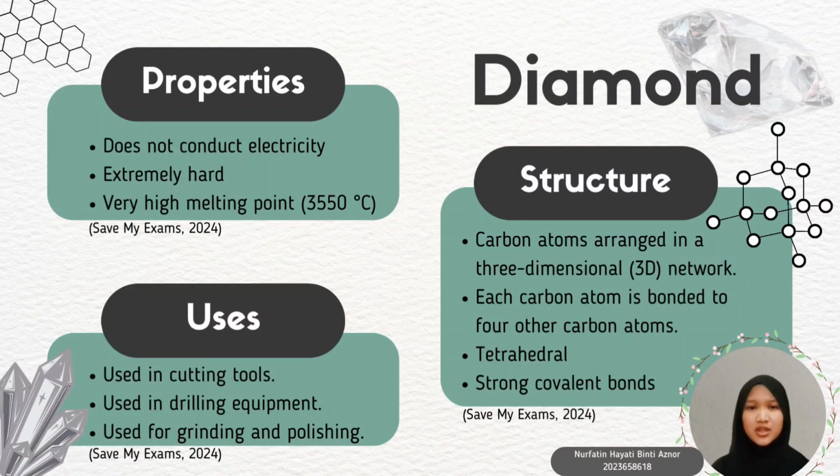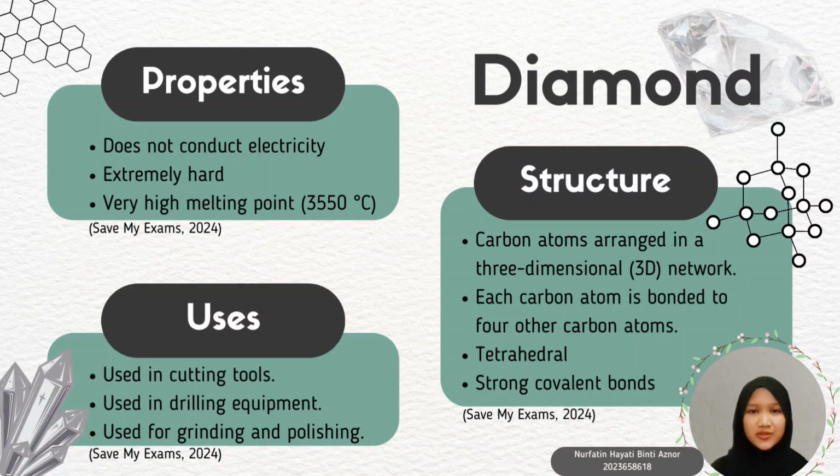How about its properties? One of the properties of diamond is it does not conduct electricity because there is no free or delocalized electron available to move. Diamond is also extremely hard because strong covalent bonds are present in all directions within the 3D structure. In addition, diamond has a very high melting point, about 3550 degrees Celsius, due to its giant covalent structure.